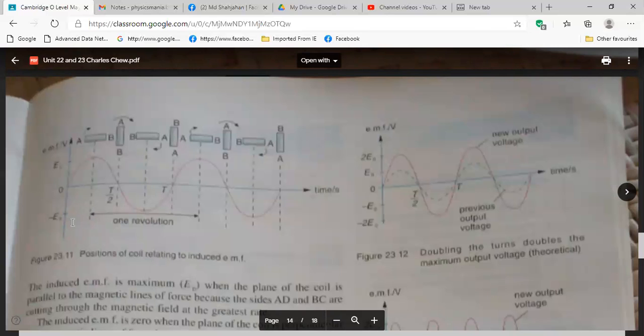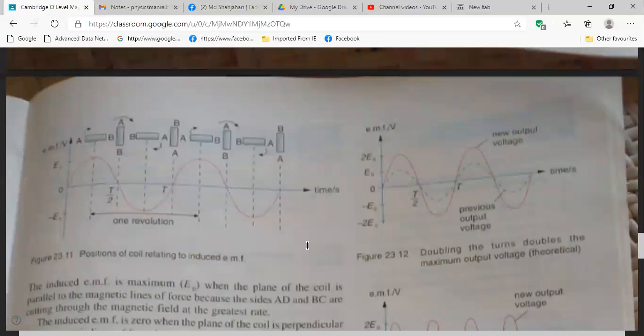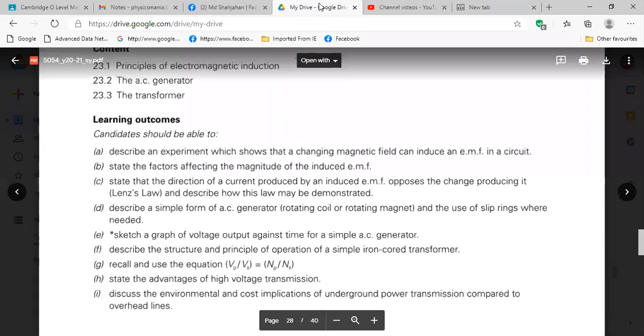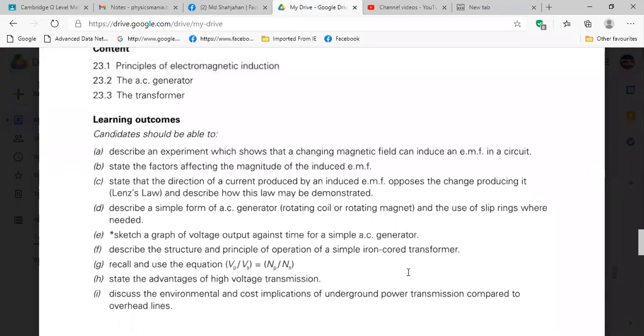Done, sir. Okay, very good. So we are done with this AC part, the AC generator part. These two, D and E. In our next class, we will continue with the transformer.